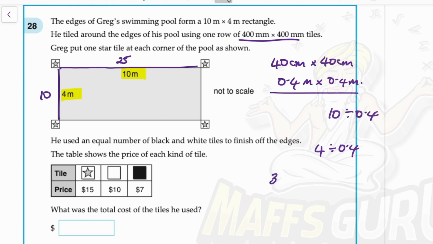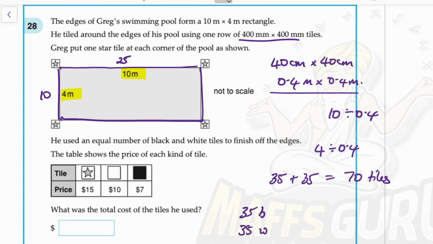So if he's got 35 tiles around those edges, he's going to need another 10 there and another 10 there. So he's going to do 35 plus 35, which is 70 tiles. So if he's now going to do half of them in black and half of them white, that means he's going to have 35 black tiles, 35 white tiles, and the 4 tiles in the corner.